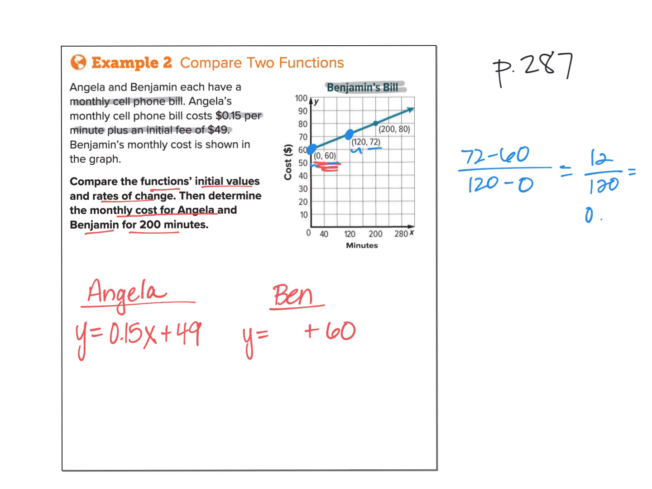That actually gives me 0.1. Now, if this is money, I'm going to add a 0. So 10 cents. So it looks like Benjamin's rate of change is 10 cents. So I'm going to come down here and say his is 10 cents per minute, so I'll put an X there. Now, here's what I have.